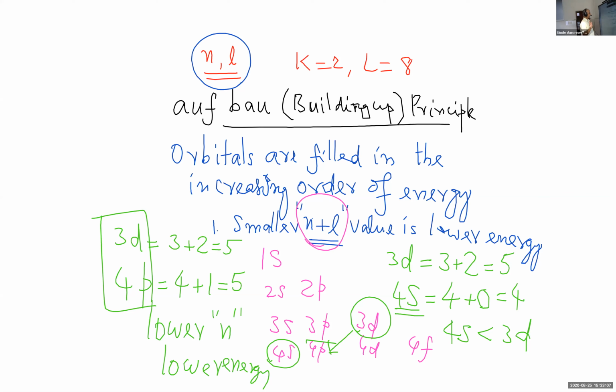Vidur, now you say 3D and 4P, which is having lower energy? Vidur is not there. Then Diya can help. Which is having lower energy? Diya, you are not getting me. Anthony, you can say. Anthony is not there.